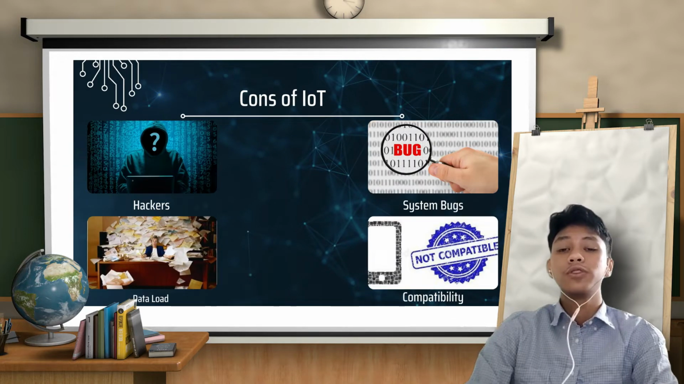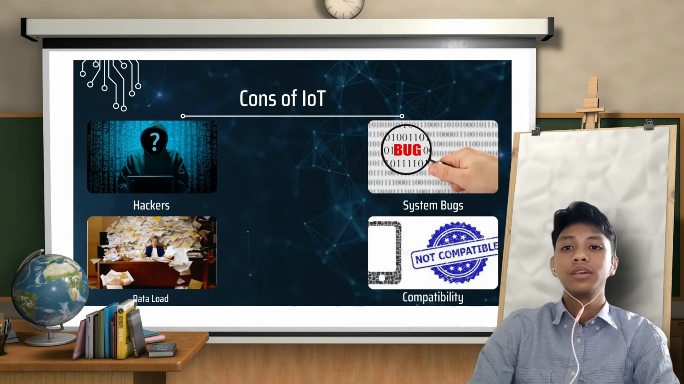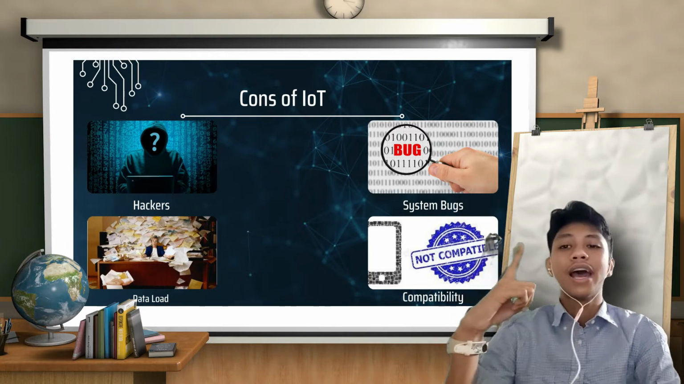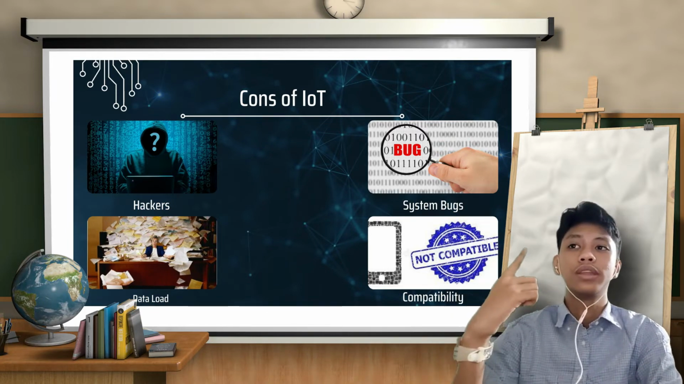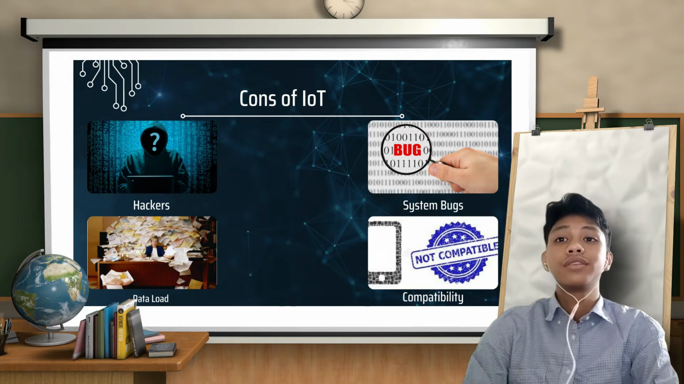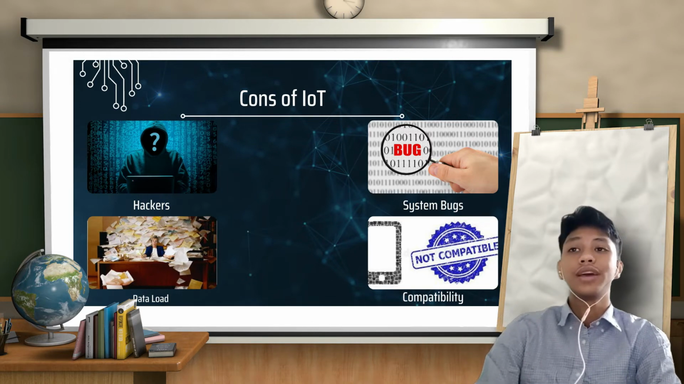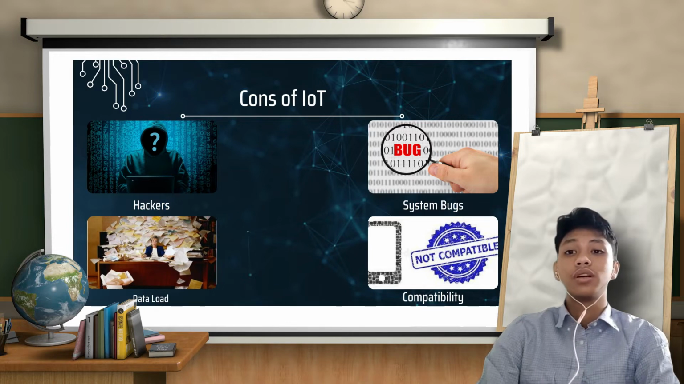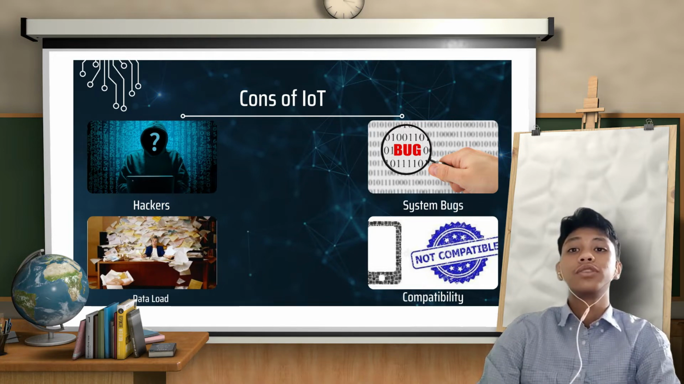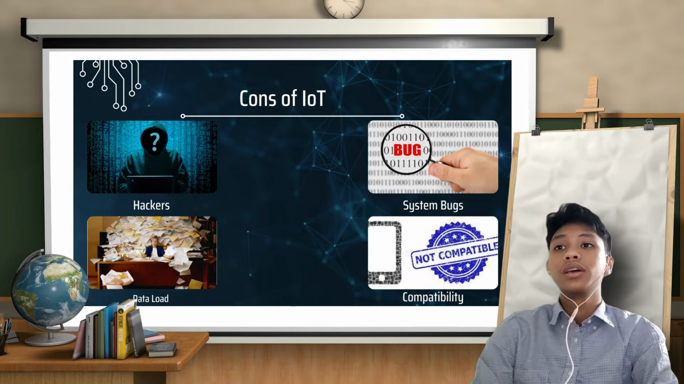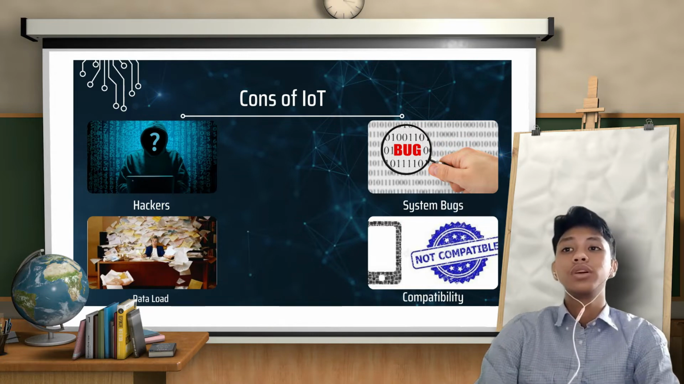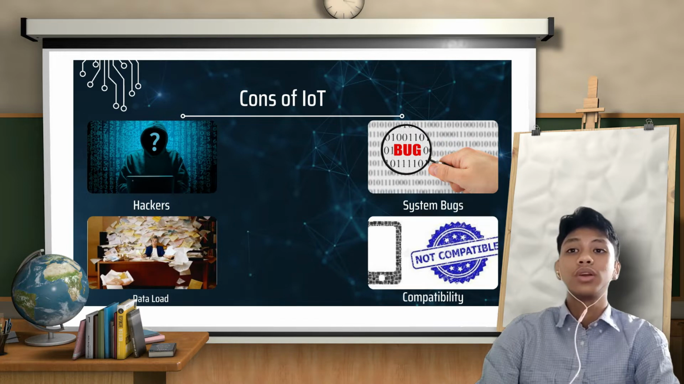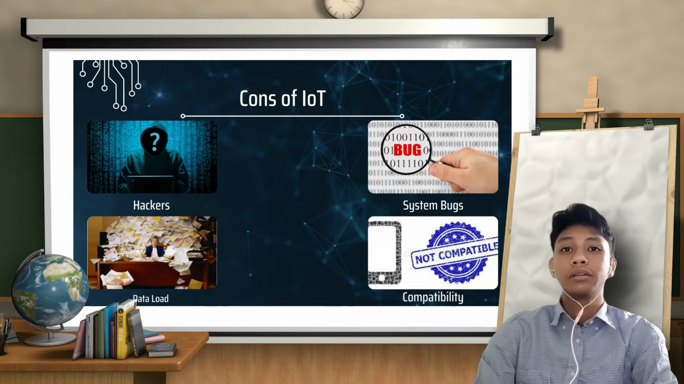Let's continue off with some disadvantages of IoT. So for the first one, we have hackers, and as we know, as the number of connected devices increases and more information is shared between devices, the potential that a hacker could steal confidential information also increases. And for the second one, we have system bugs. As we know, if there's a bug in the system, it is likely that every connected device will become corrupted as well as the data.